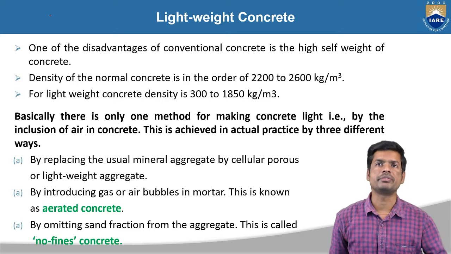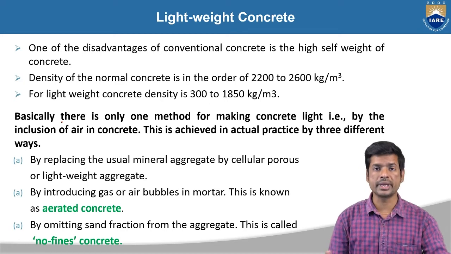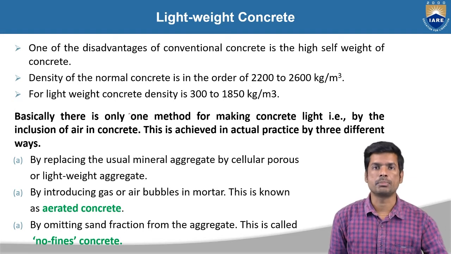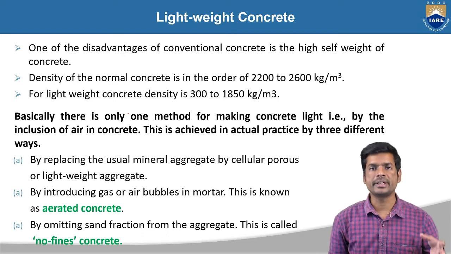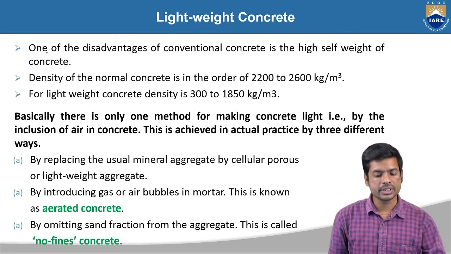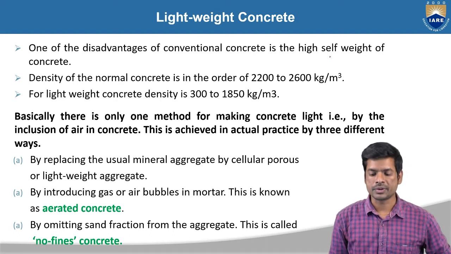So coming to lightweight concrete. One of the disadvantages of conventional concrete is that it has more weight compared to lightweight concrete. Whenever you want to prepare lightweight structures, if you use normal conventional concrete, the weight of the structure will increase. To decrease that, we go with a substitute, lightweight concrete. One of the disadvantages of conventional concrete is high self-weight. Self-weight is nothing but the weight of the material itself.